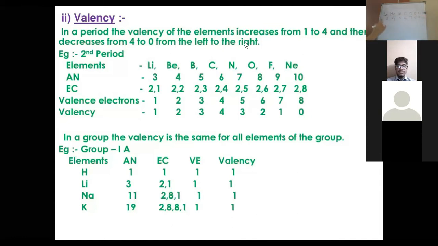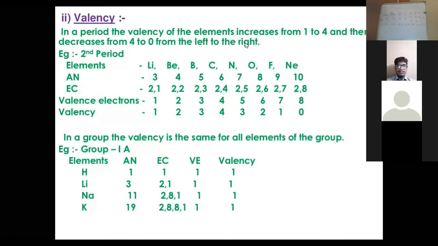If we write the EC, that is the electronic configuration, it will be 2 and 1. Here it will be 2, 2. Here it will be 2 and 3. Here 2 and 4. Here 2 and 5. Then 2 and 6. Then 2 and 7. Then 2 and 8.